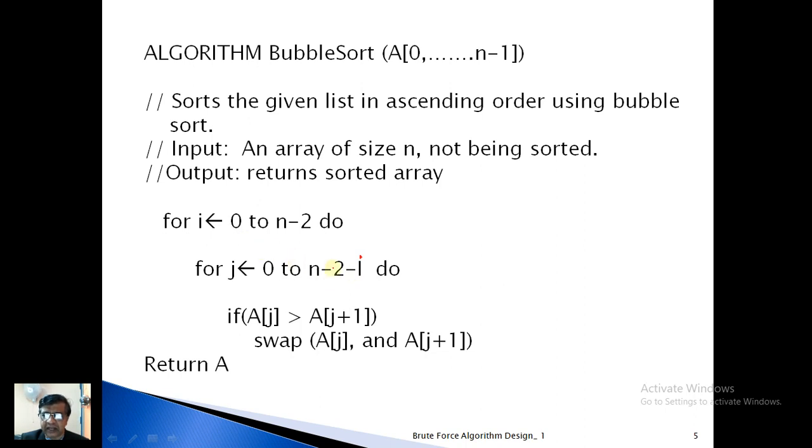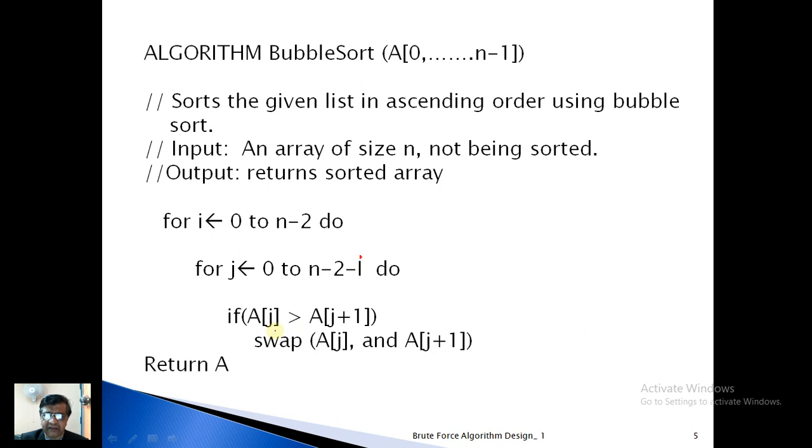In the third cycle it will be n minus 2, a reduction in 2 comparisons, a reduction in 3 comparisons. Like that it goes on reducing 1 by 1, comparisons will go on reducing 1 by 1. So if a[j] is greater than a[j+1], that is, the previous element is greater than the next element, then swapping is required.